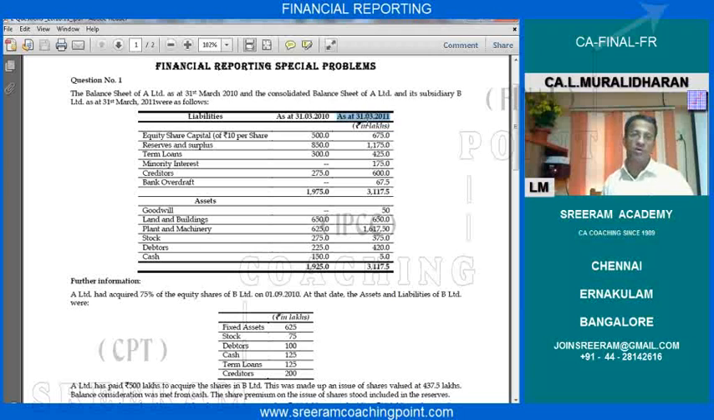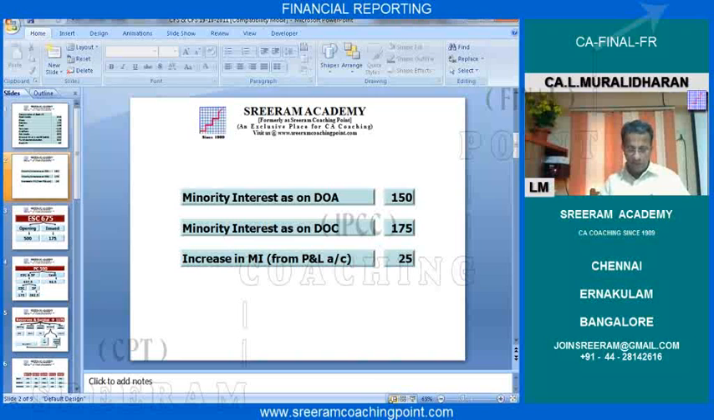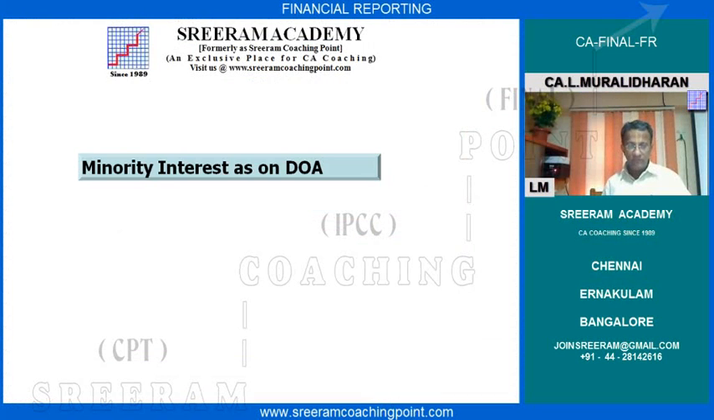Minority will share on that profit, and the difference between the minority interest as on the date of acquisition till the date of consolidation is the share of minority interest in the post-acquisition profit of the subsidiary company. This is what we have got to understand in this working. Now let us just show that. Minority interest as on the date of acquisition is 150. How come we had this figure of 150?